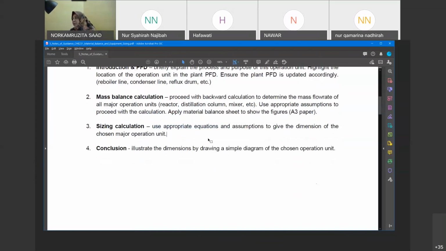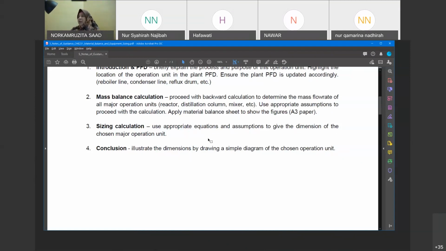Okay. Alright. Then sizing calculation, use appropriate equation and assumption to give the dimension of the chosen major operation unit. So I allow you, okay. You boleh guna method yang kita belajar dekat semester 4 dulu. Dalam separation process. Semua method, you boleh guna with the assumption pun you boleh guna. Okay? Tapi, if you are to use other equation, boleh guna equation itu dengan syarat you cite kat mana you dapat equation itu.